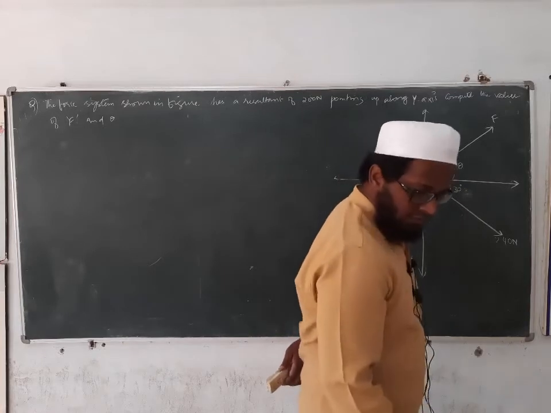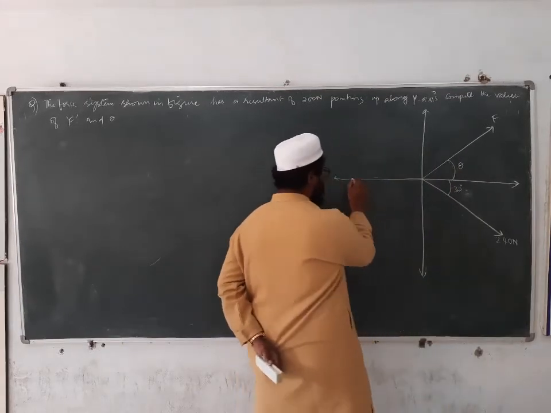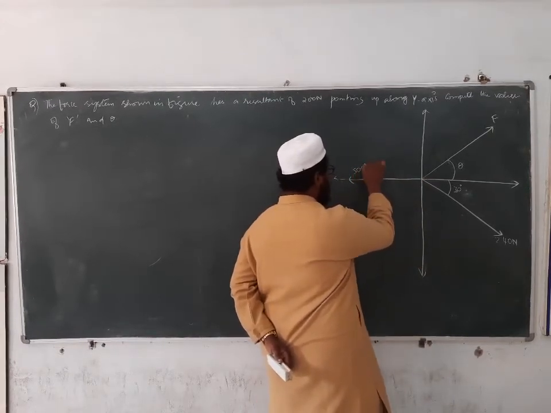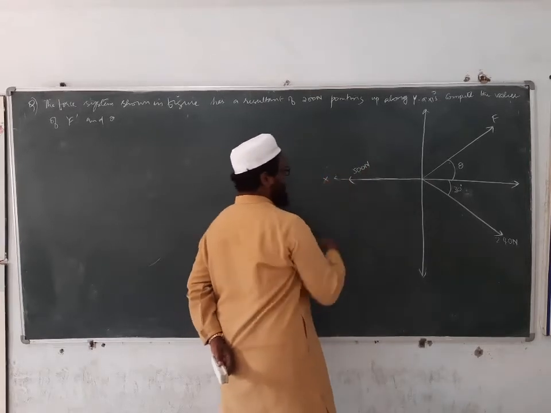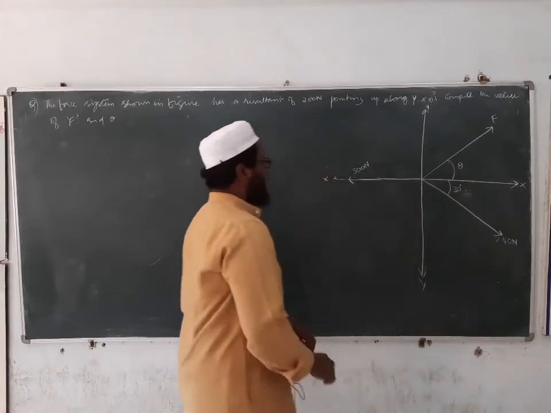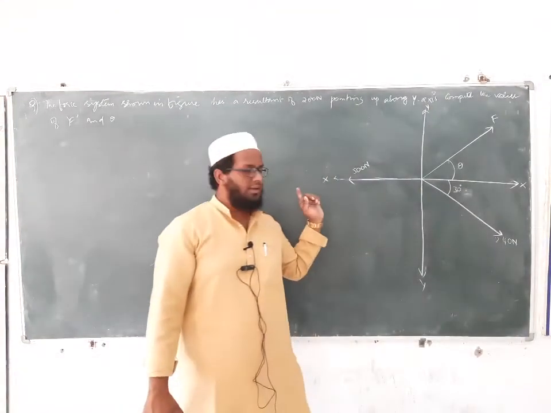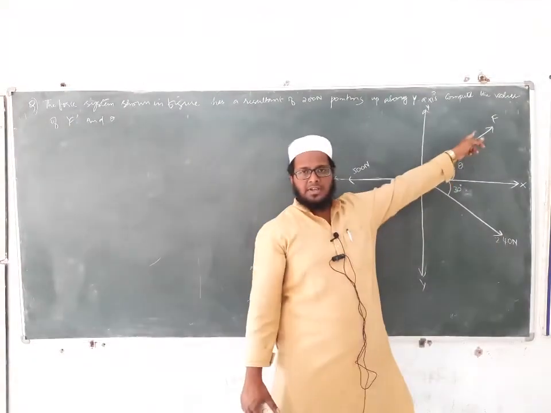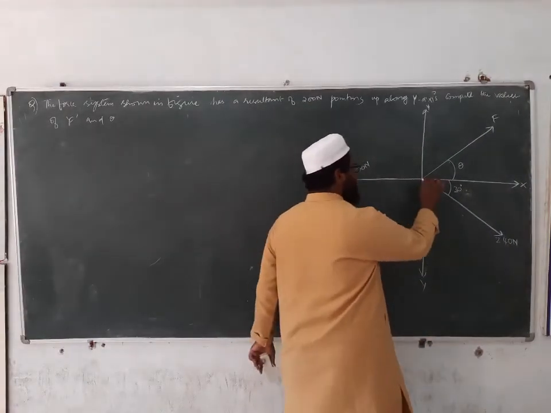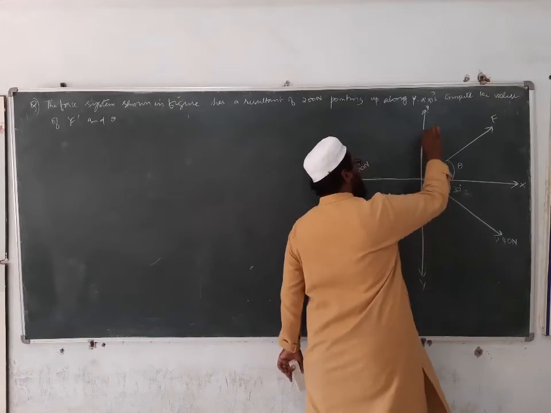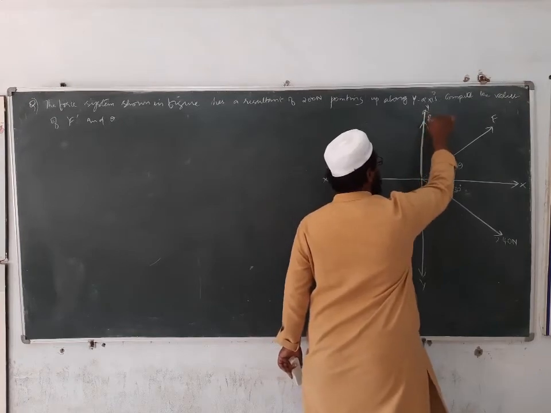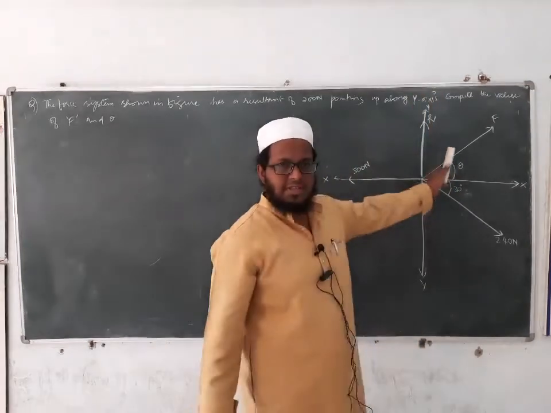We have one more force going in exactly the horizontal direction, which is 500 newtons. This is my x-axis, and this is y. So we have one force exactly horizontal, another in the fourth quadrant, and one more in this direction. We also have one resultant, and it is mentioned that the resultant is going exactly in the upward direction.